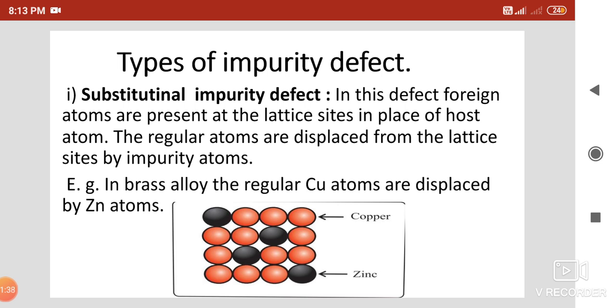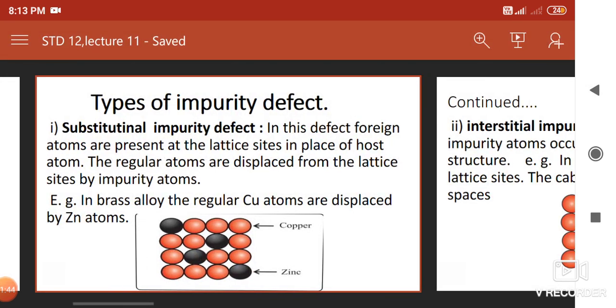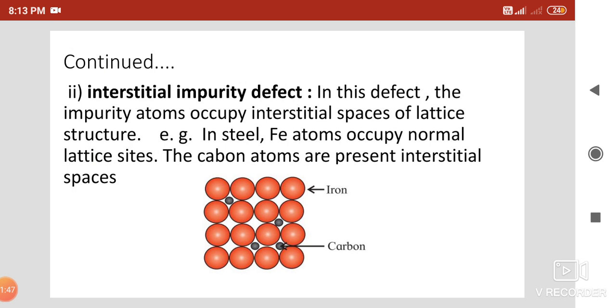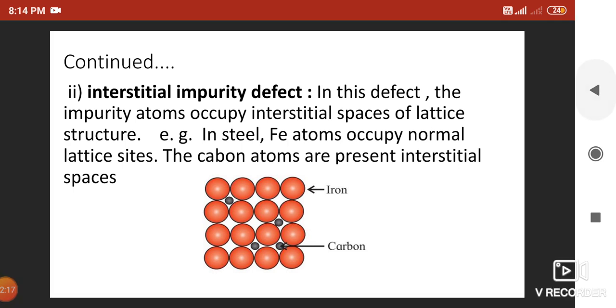Let us start the second, that is the interstitial impurity defect. In this defect, the impurity atoms occupy interstitial spaces of the lattice structure. You can see the structure of the steel. The iron atoms occupy normal lattice sites, and the impurity, that is carbon atoms, are present at the interstitial spaces. You can see in the figure, the impurities are present in the interstitial spaces. Such a defect is called interstitial impurity defect.